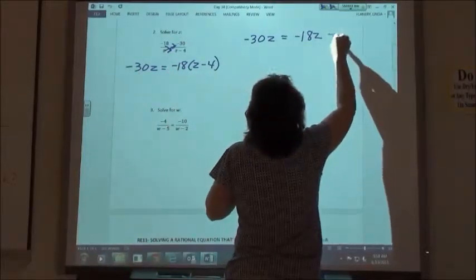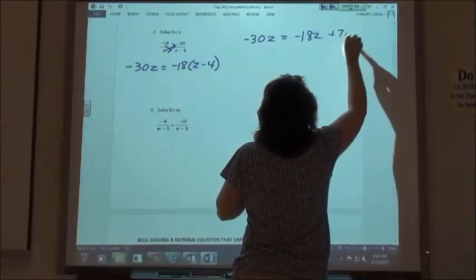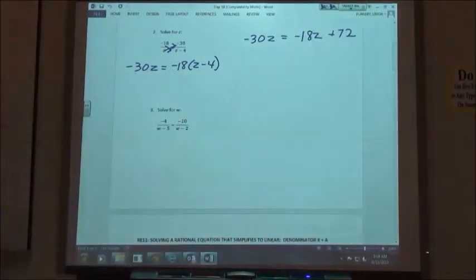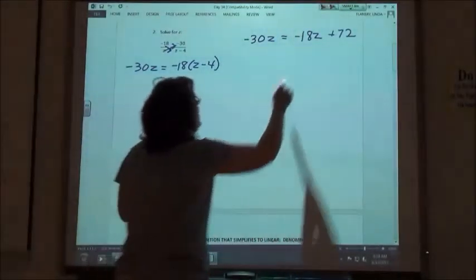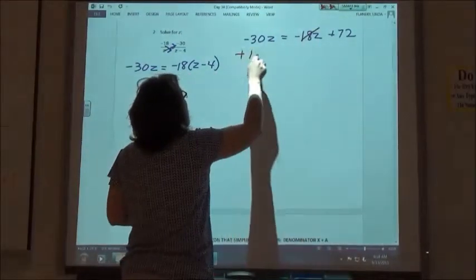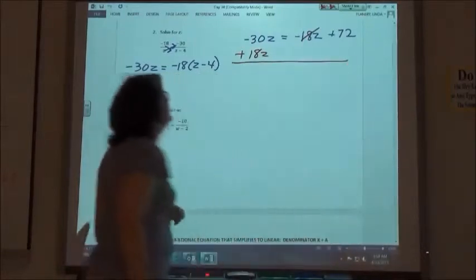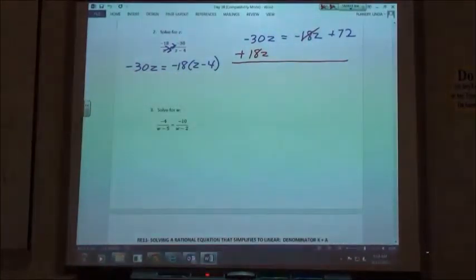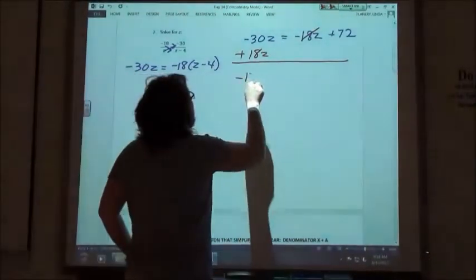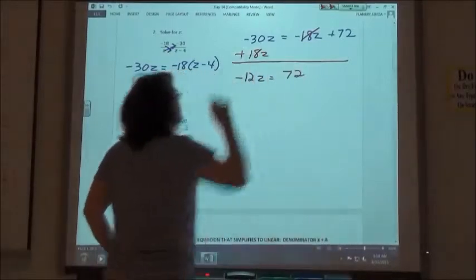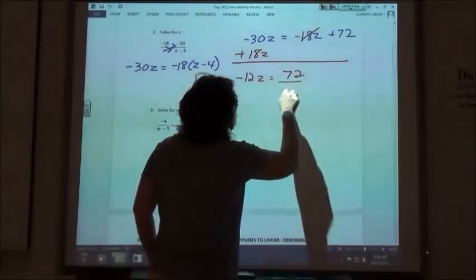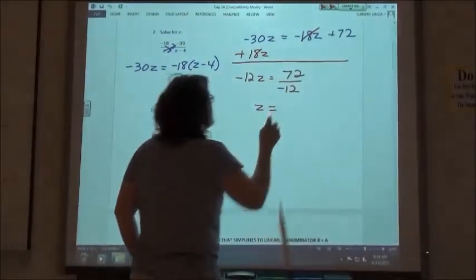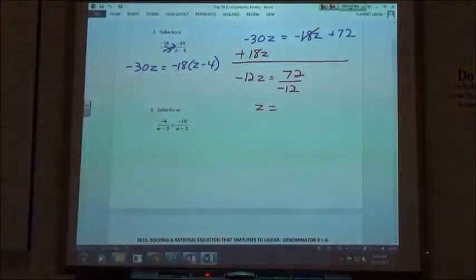Oh. So positive, and you said that was 72? Mm-hmm. All right, so solving that for z, we want to move our z's over to the left side, so we're going to add our 18z, and we would get negative 12z equals 72, and then we're going to divide by negative 12, so z is going to equal 1.